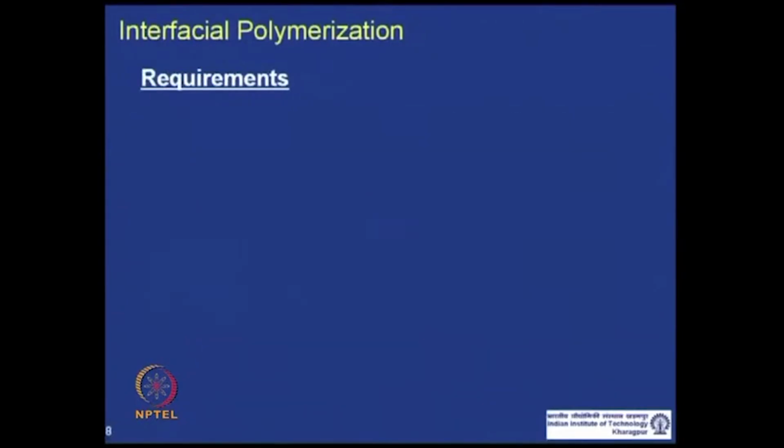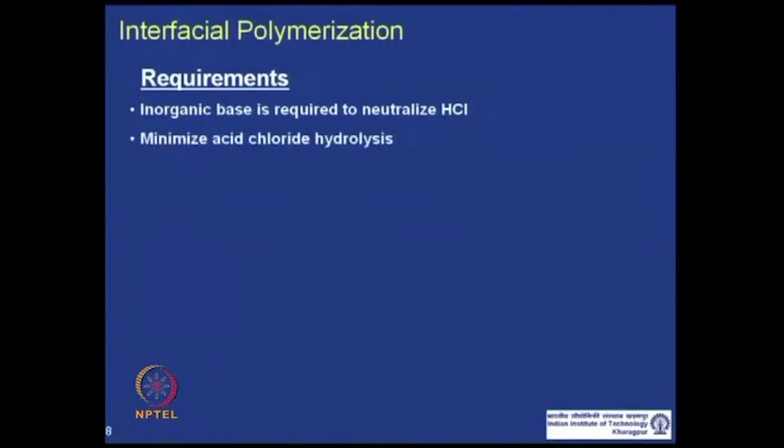Okay. So, what are the requirements for a successful interfacial polymerization? You need to have an inorganic base to neutralize the produced HCl, otherwise HCl will go back and hydrolyze the salt. In the polycarbonate example I showed you, the sodium hydroxide was present to neutralize the HCl byproduct. You should also minimize the acid chloride hydrolysis, because if it is hydrolyzed to form a simple carboxylic acid, then the reactivity will come down, the reaction rate will be much lower and it will not take place at the temperature we are working.